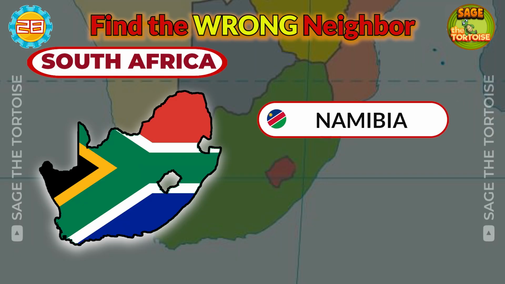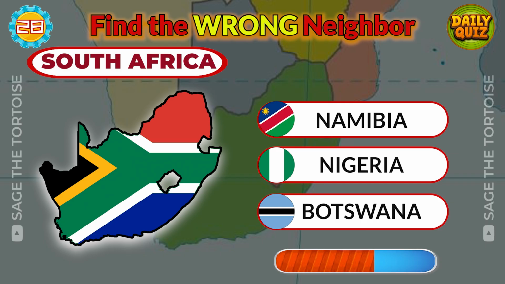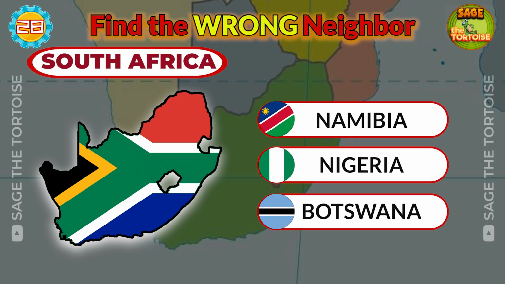South Africa borders Namibia, Nigeria, and Botswana. Which one is wrong? The answer is Nigeria.